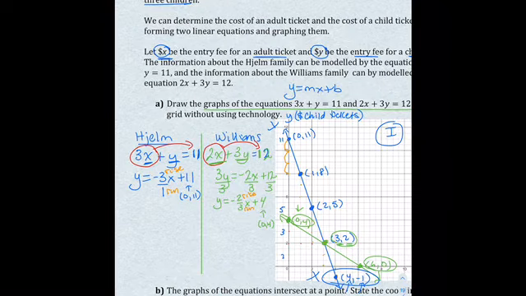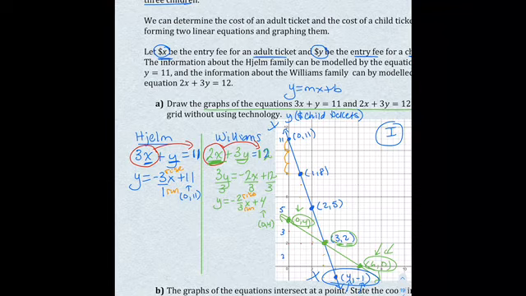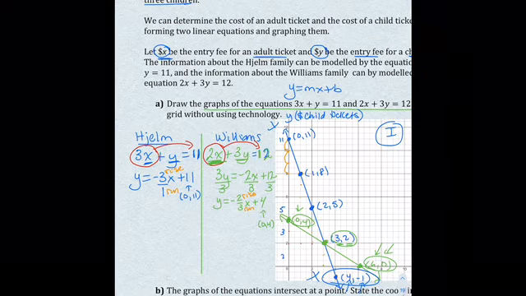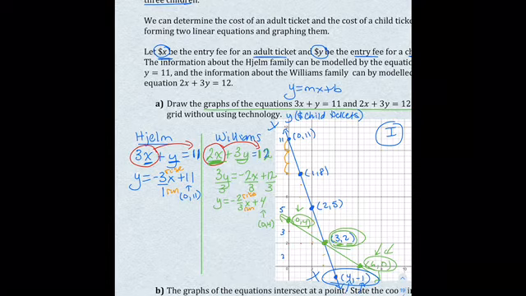Or if children were free and adults were $6, 2 times $6 would equal 12. But the only point that satisfies both Mr. Helm's and Mrs. Williams' equation is this: 3, 2. So what does that mean? Let's substitute that in. Let's just do a test here.